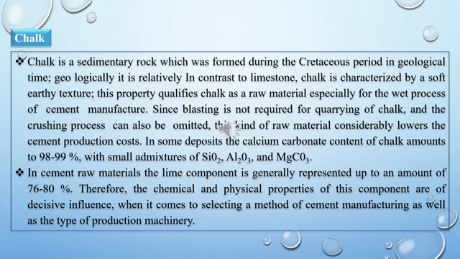Now, the last point is that in cement raw material, the lime component is generally represented up to an amount of 76 to 80%. Therefore, the chemical and physical properties of this component are of decisive influence when selecting a method of cement manufacture as well as the types of production machinery. So students, this was chalk.